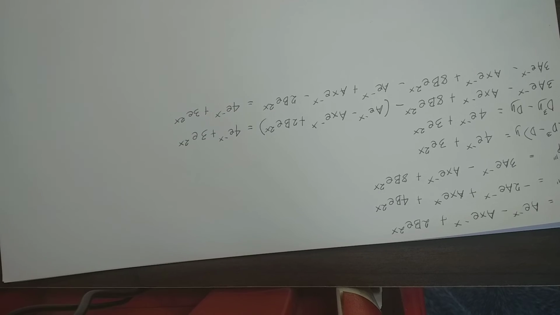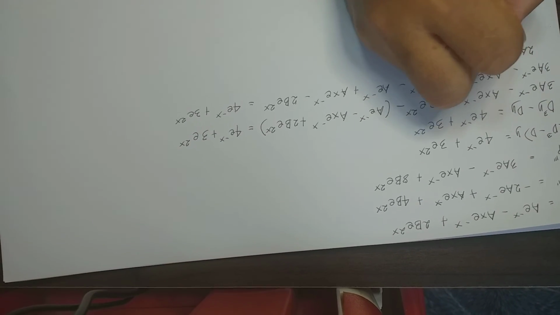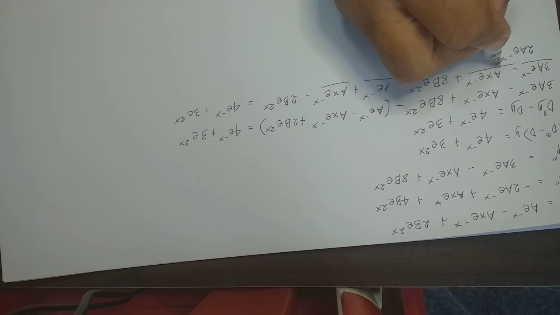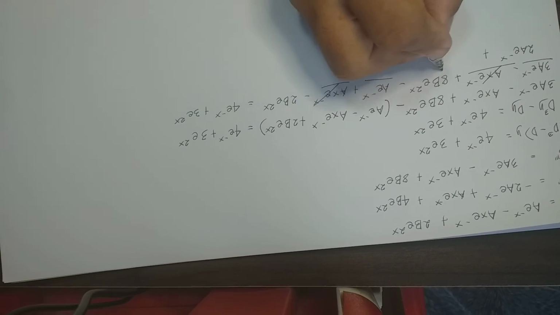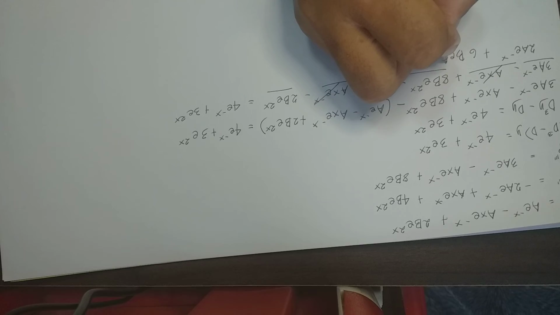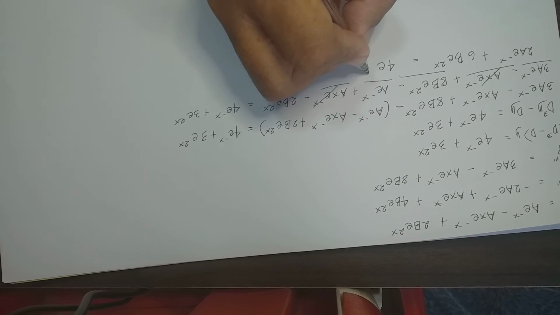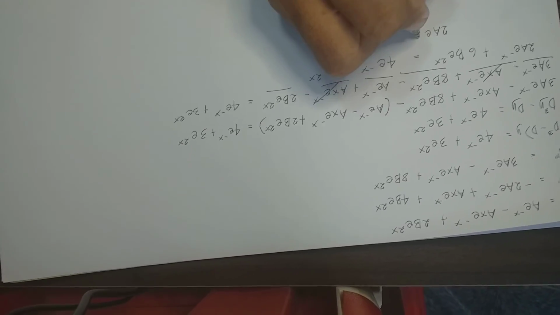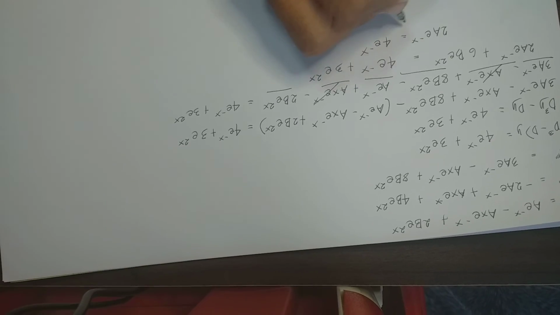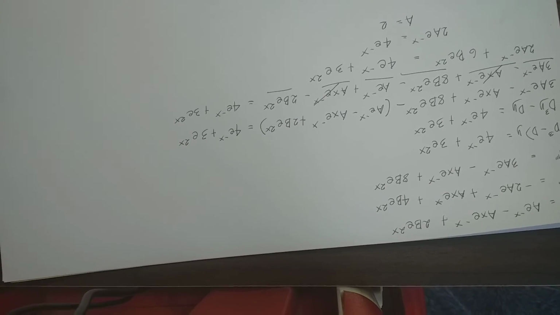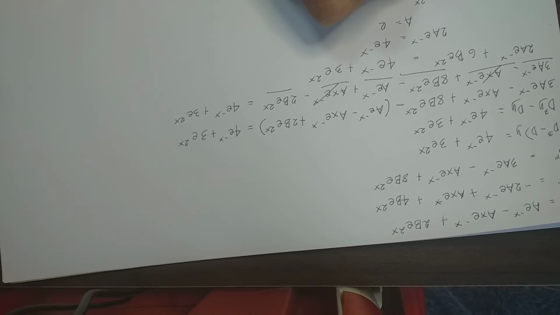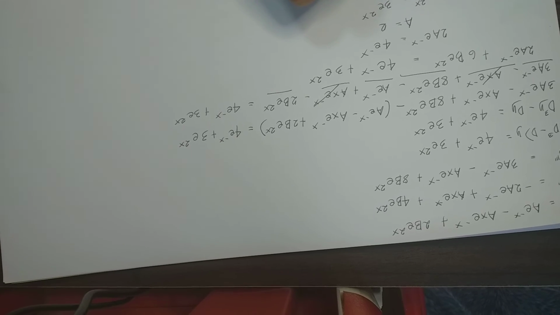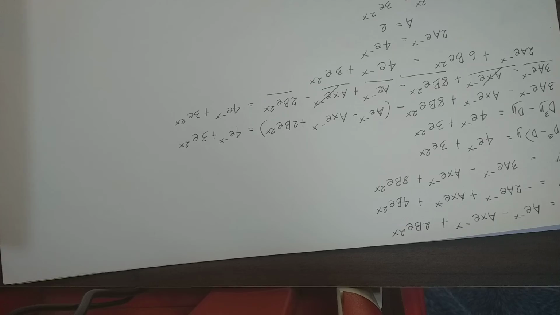Combining terms, we have 2a e to the negative x; the ax e to the negative x terms cancel out, plus 6b e to the 2x is equal to 4e to the negative x plus 3e to the 2x. By comparison, we have 2a e to the negative x equal to 4e to the negative x. Your a therefore is equal to 2. And for 6b e to the 2x equal to 3e to the 2x, your b is equal to 1/2.